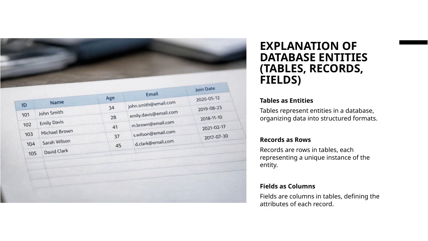attributes like ID, name, age, email, and join date. This way, you can quickly find specific information about each record by looking at the relevant fields. This structure makes it easy to store, retrieve, and manage data logically within the database.